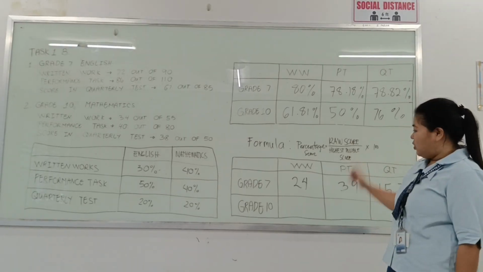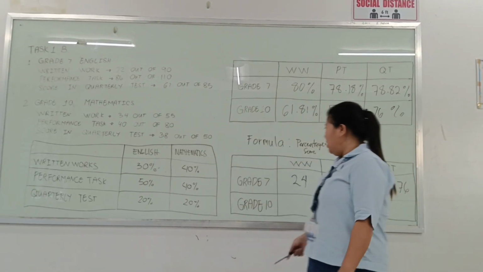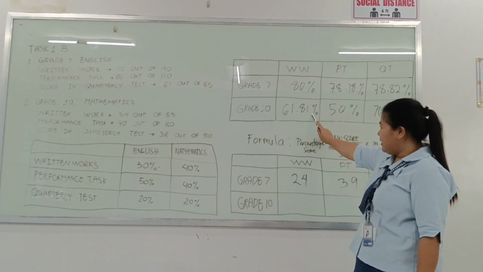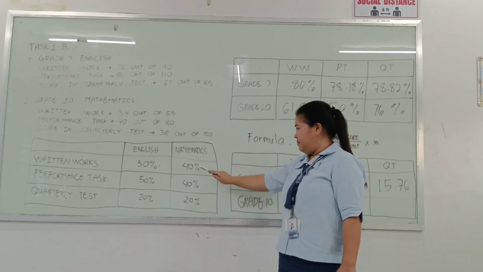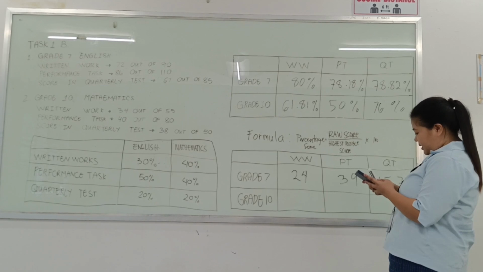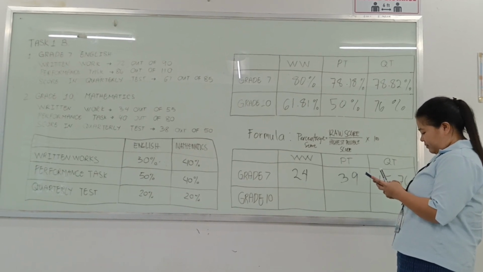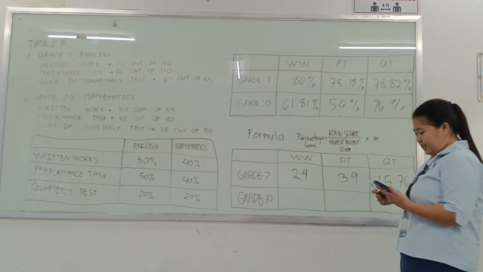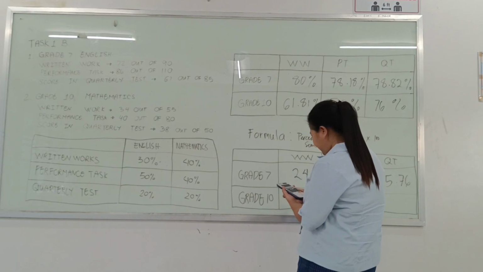To get the weighted score of the grade 10 mathematics, we're going to multiply the 61.81% to 40%. So 61.81 times 0.40. So the total is 24.72.